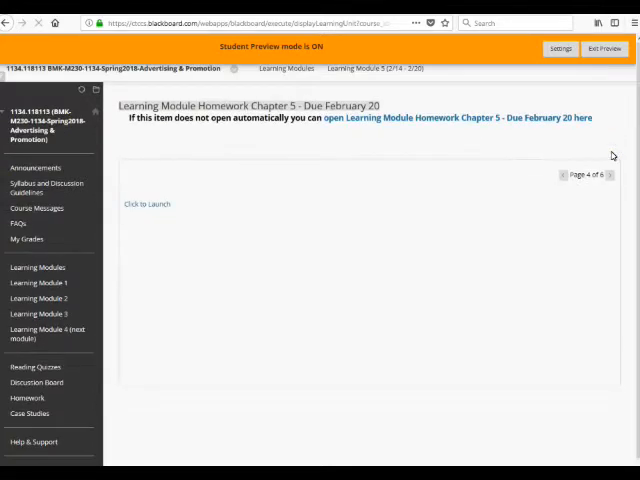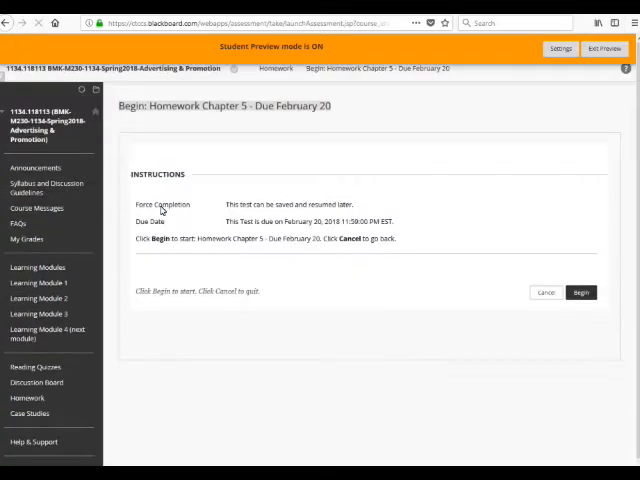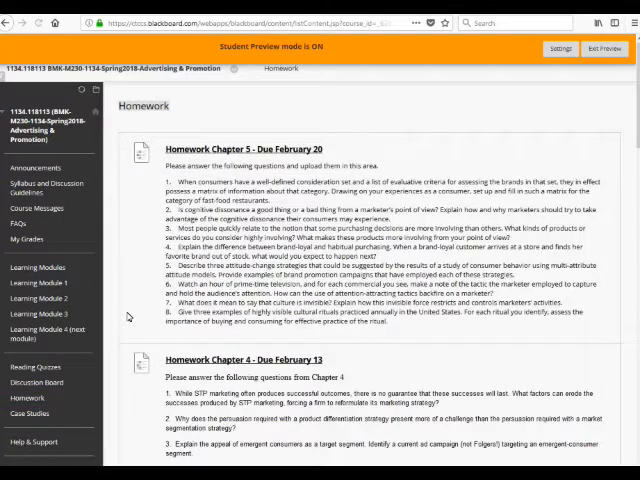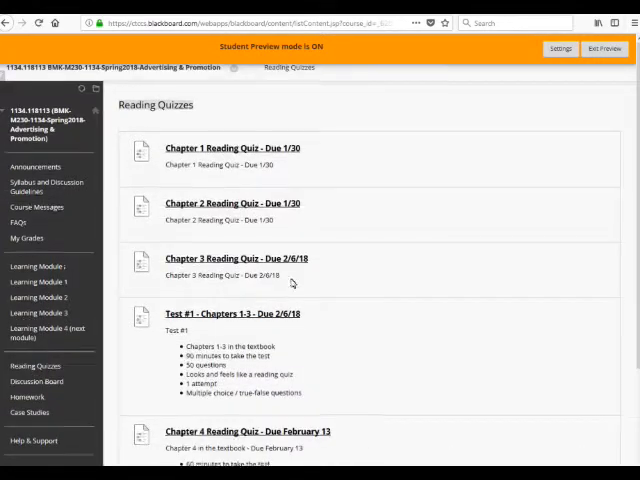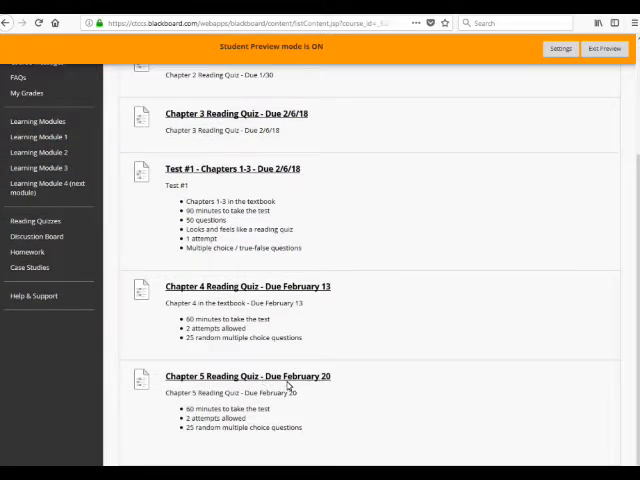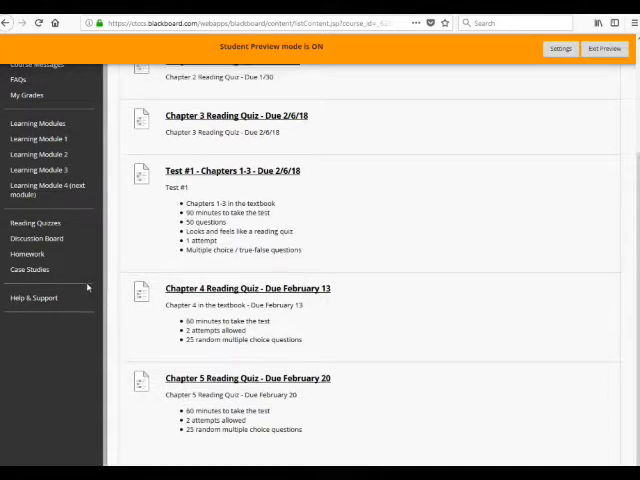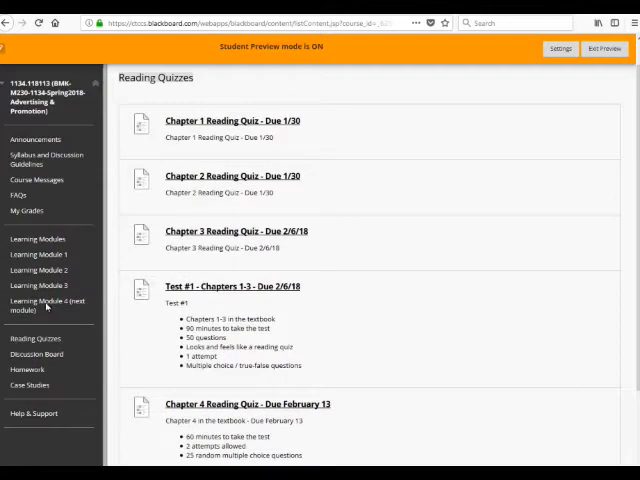I'm going to have you read chapter 5. Then we have, as always, the chapter 5 homework. So let's head over to the homework questions. Let's go over here, click on the bottom left. So chapter 5 homework, there are 8 questions, the normal stuff that you're working on. Then we also have our reading quiz. So we have a chapter 5 reading quiz due February 20th. That should be all set to go. 25 random questions that you can work through.